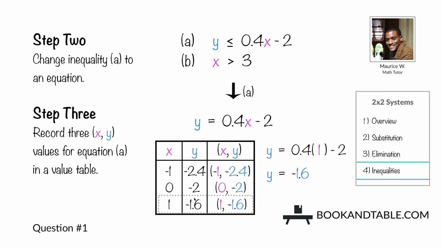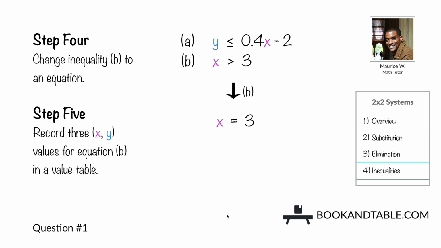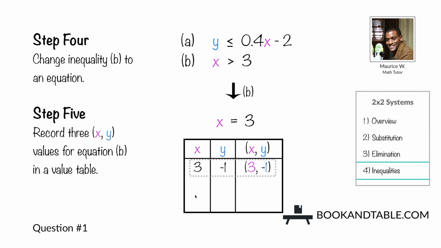So now that we have 3 points for equation A, we can create a value table for equation B. So step 4, change inequality B to an equation. So we change the inequality sign to an equal sign, giving us x is equal to 3. So in our value table, all of the x values will be 3. So we won't be changing the x from negative 1 to 0 to 1. So instead, we'll change our y to negative 1, 0, and 1. So our value table for equation B is 3, negative 1, 3, 0, and 3, positive 1.